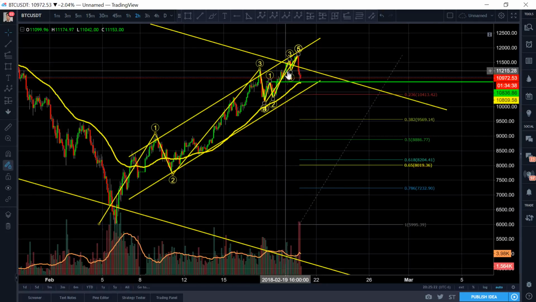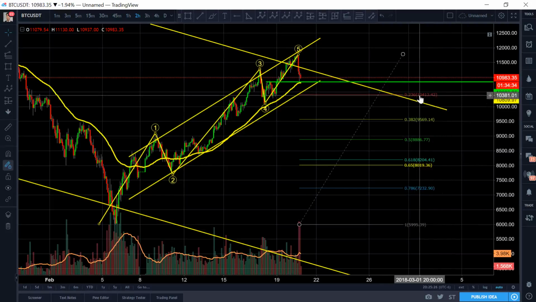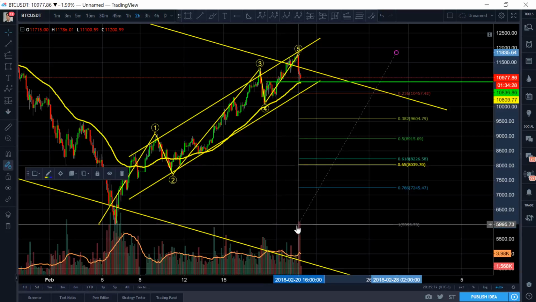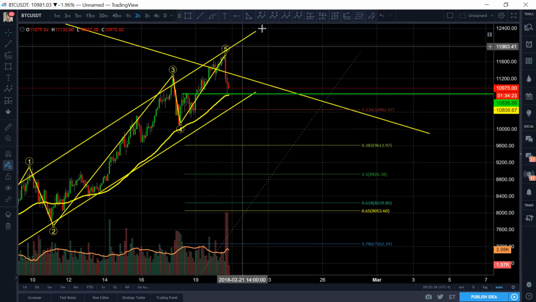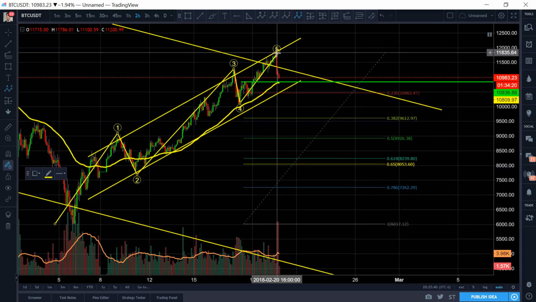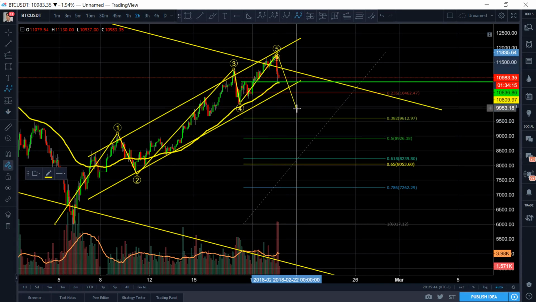So if this was indeed the right count right here, where it was 1, 2, 3, 4, 5, then we would be taking our Fibonacci for the entire structure, okay? And yeah, this wave 1 will definitely offer resistance down here, right? So we would probably get something like, who knows, I'm just being hyperbolic to show you guys, okay?